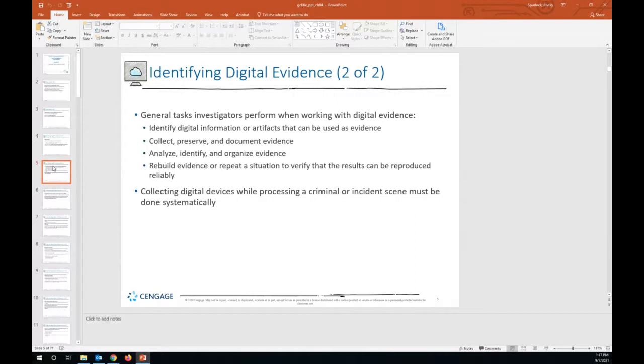The general tasks that investigators will perform when working with digital evidence include identifying the digital information or artifacts that can be used as evidence. They also collect, preserve, and document the evidence. They will then analyze, identify, and organize evidence. They also have to rebuild the evidence or repeat a situation to verify that the results can be reproduced reliably. Now, when you collect computers and process a criminal or incident scene, this must be done systematically.